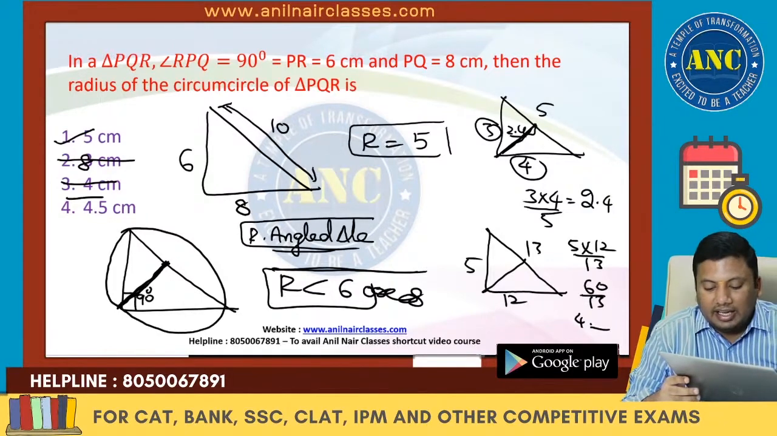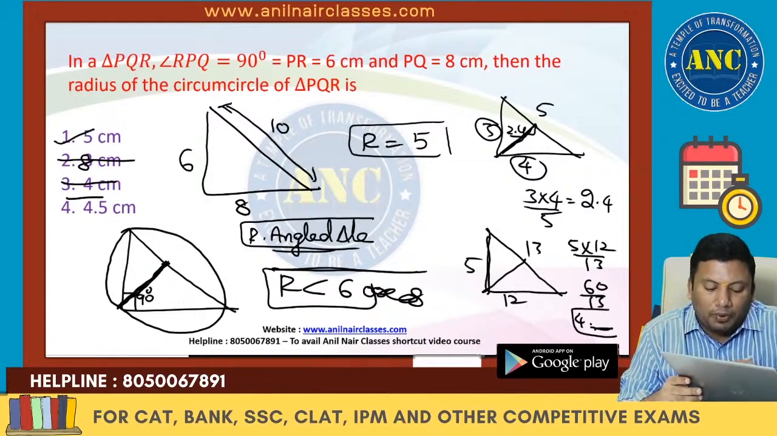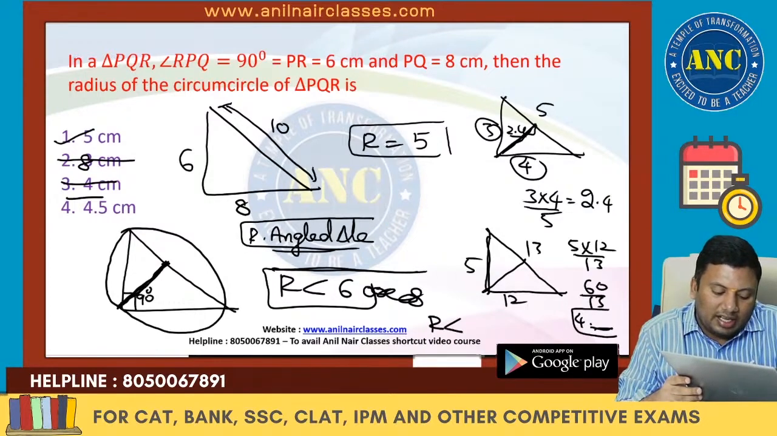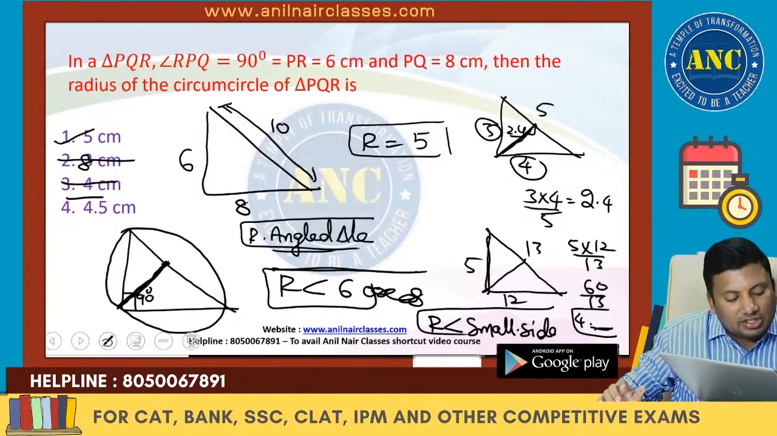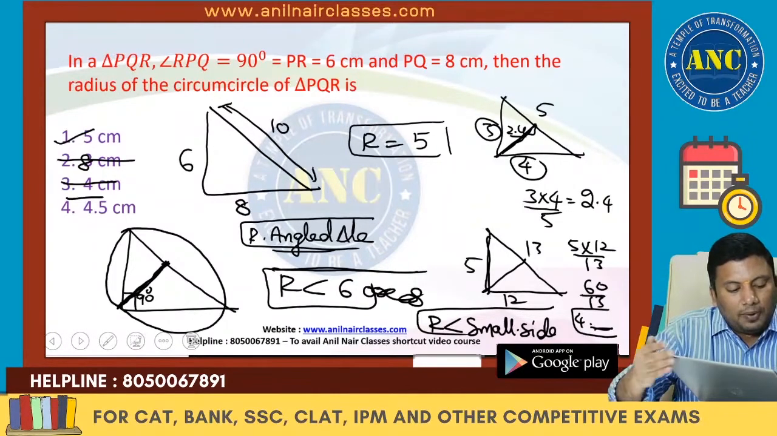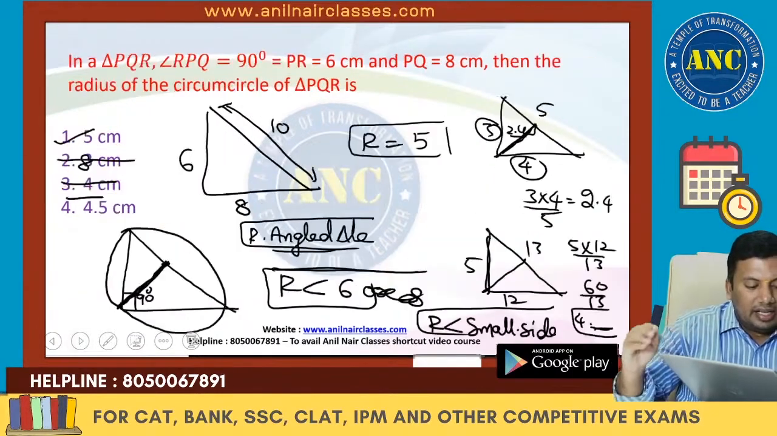In a right angled triangle, if it is 5, 60 by 13 is 4 point something. So the circumradius is always less than the smallest side of a right angled triangle. This will help us in eliminating some answer options. I hope the idea is clear.